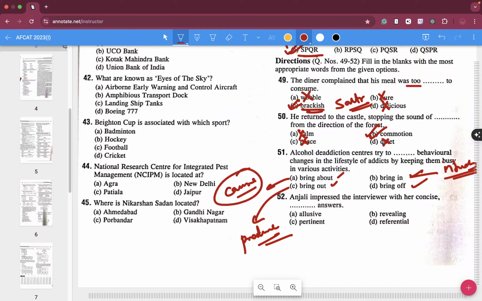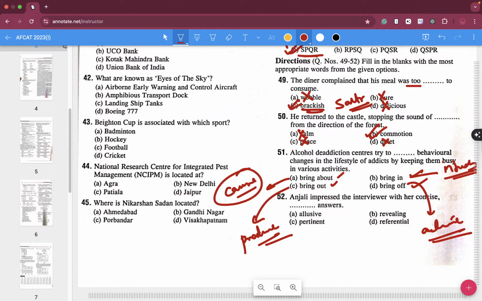Bring off, okay, what is the meaning of bring off? Hold on. But we know for sure one thing, 100% sure, that bring off is not your answer. Let me check the meaning. Bring off means achieve something successfully.